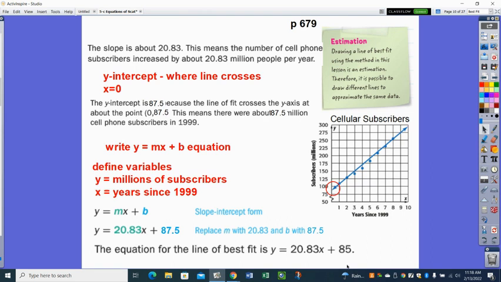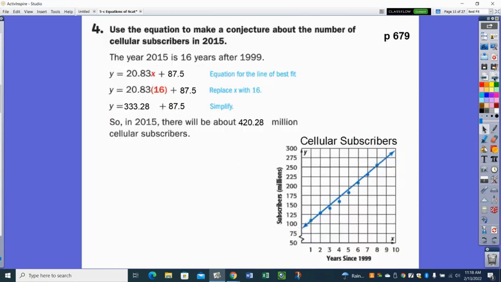And they write their y equals mx plus b equation. And now you could put in a certain year, which they do. They say, what about 2015? I just got to remember that 2015 is 16 years after 1999. So you put 16 in, you do all the math, and for them, this particular study shows that there would be over 420.2 million subscribers.